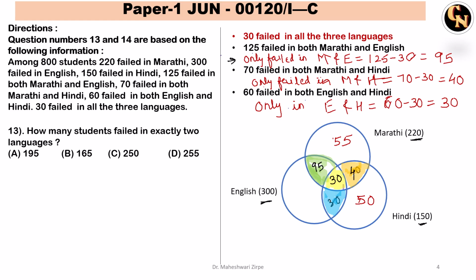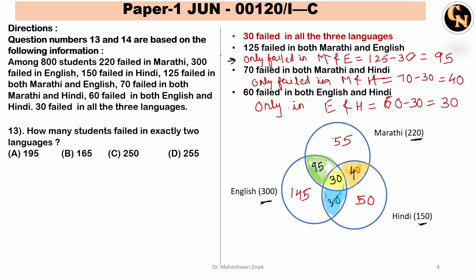And the last one is English, that is 145 failed only in English. Okay, now this is the data. Using this data you can easily find out whatever questions they've asked. The 13th question is how many students failed in exactly two languages. So simply you have to add up only the two-language parts, and if you add them up you will have the correct answer. And the correct answer will be how much?